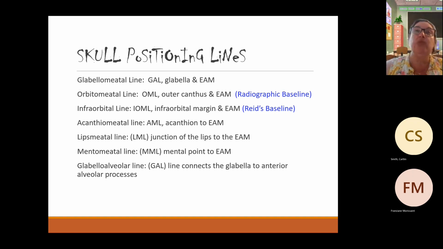So these are all the ones that we're going to use when we study the projections of the skull. So it's good to be familiar. Now, one that we don't use that often is the GAL, which is the glabella alveolar line. That actually connects the glabella to the alveolar process. And the alveolar process is the bottom of the maxilla that comes together and joins to a point.